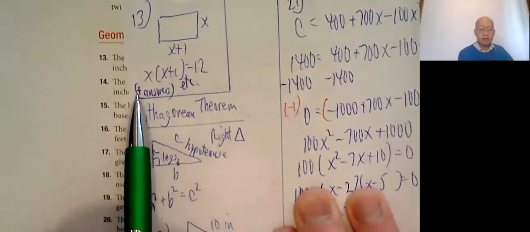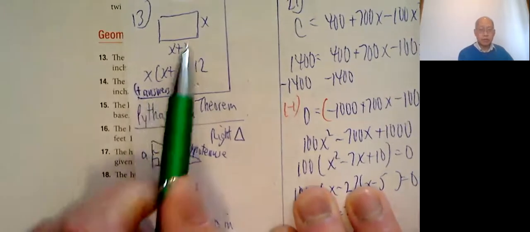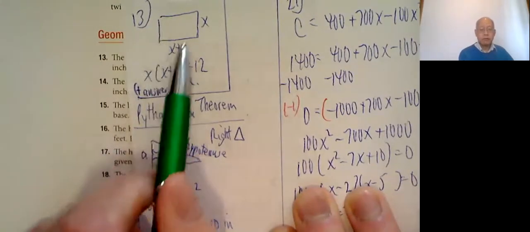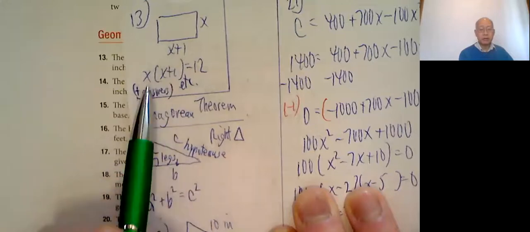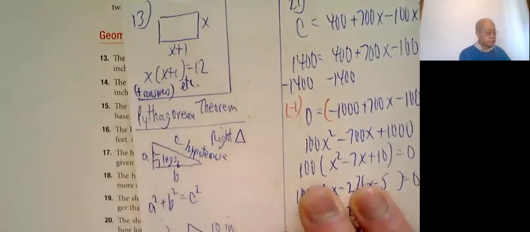And the plus answers, that means you only want positive answers. So this is a distance problem. Distances are always positive, so you throw out any negative answers.